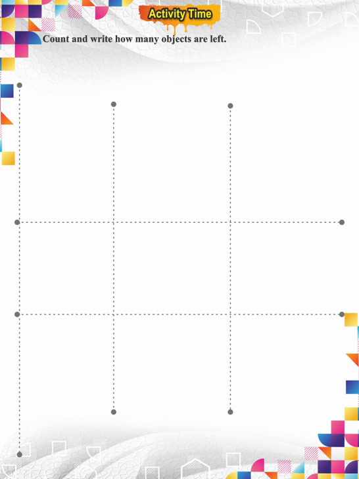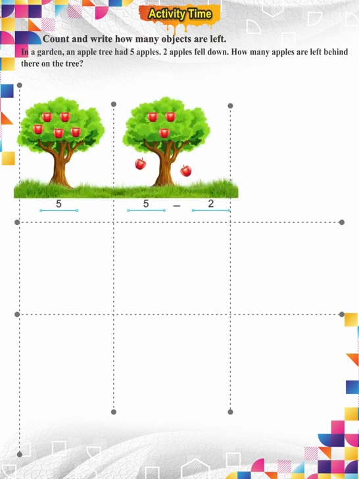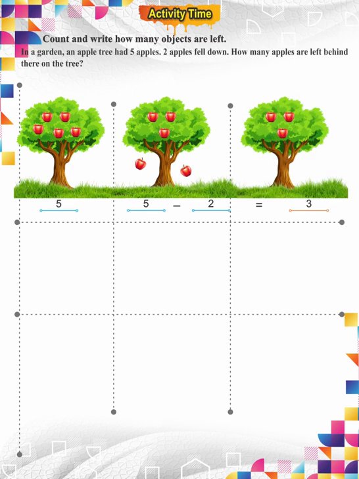In a garden, an apple tree had 5 apples. 2 apples fell down. How many apples are left behind there on the tree? Count on your fingertips. 5 minus 2 is equal to 3. So, there are 3 apples left behind; that will be the right answer.